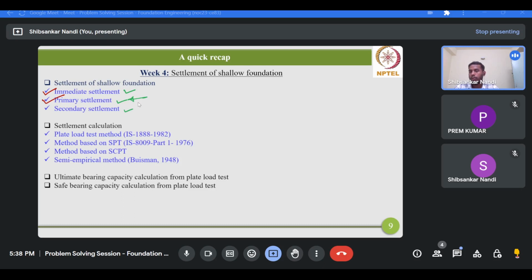So, as you know, for a purely cohesionless deposit, this immediate settlement will constitute the whole settlement, and for purely cohesive soil, this primary settlement will be mainly valid. However, for cohesive soil, there will be some immediate settlement component as well. Now for cohesive soil, you can use the elasticity theory to calculate the immediate settlement, which we will see in the subsequent discussion, and Terzaghi's 1D consolidation theory to calculate the primary settlement.